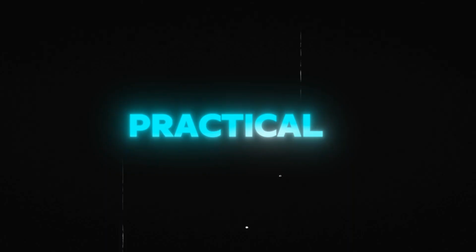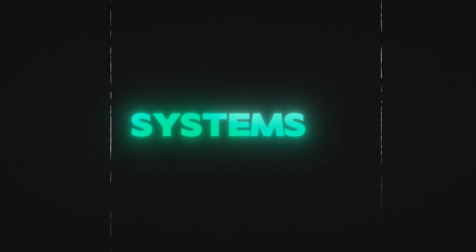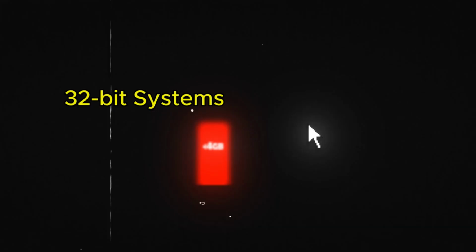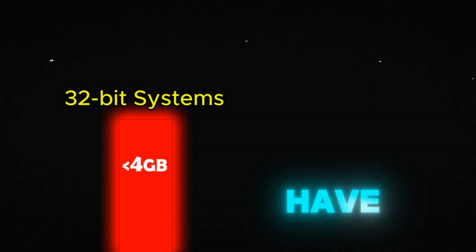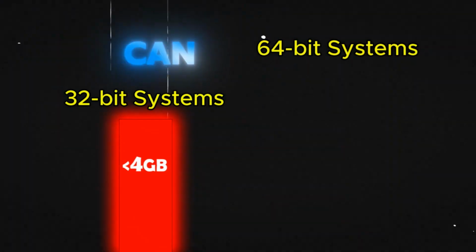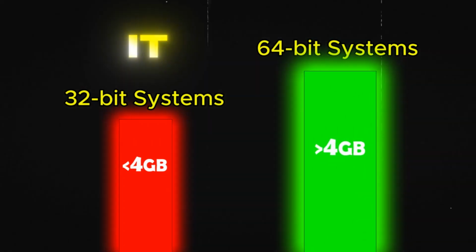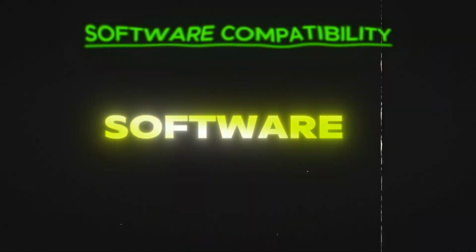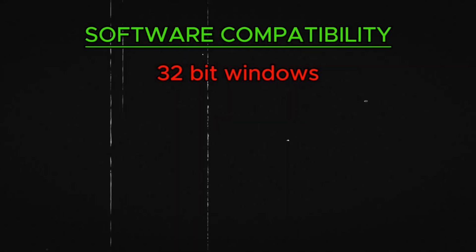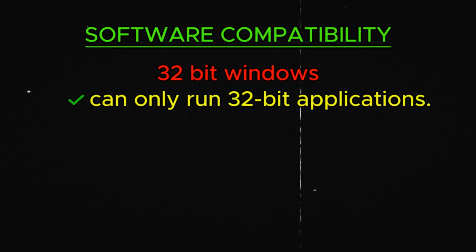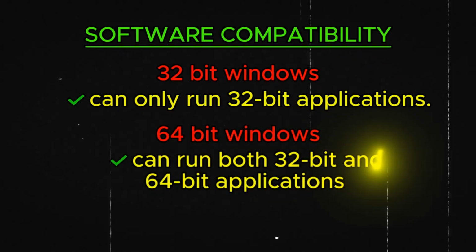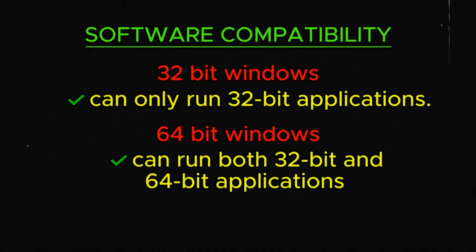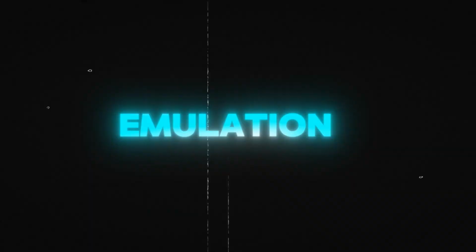Now let's look at the practical differences in Windows itself when running on 32-bit or 64-bit systems. Memory usage. 32-bit Windows can only use up to 4 gigabytes of RAM, no matter how much you have installed. 64-bit Windows can use more than 4 gigabytes, making it better for multitasking, gaming, and heavy applications. Software compatibility. 32-bit Windows can only run 32-bit applications. 64-bit Windows can run both 32-bit and 64-bit applications thanks to an emulation layer.